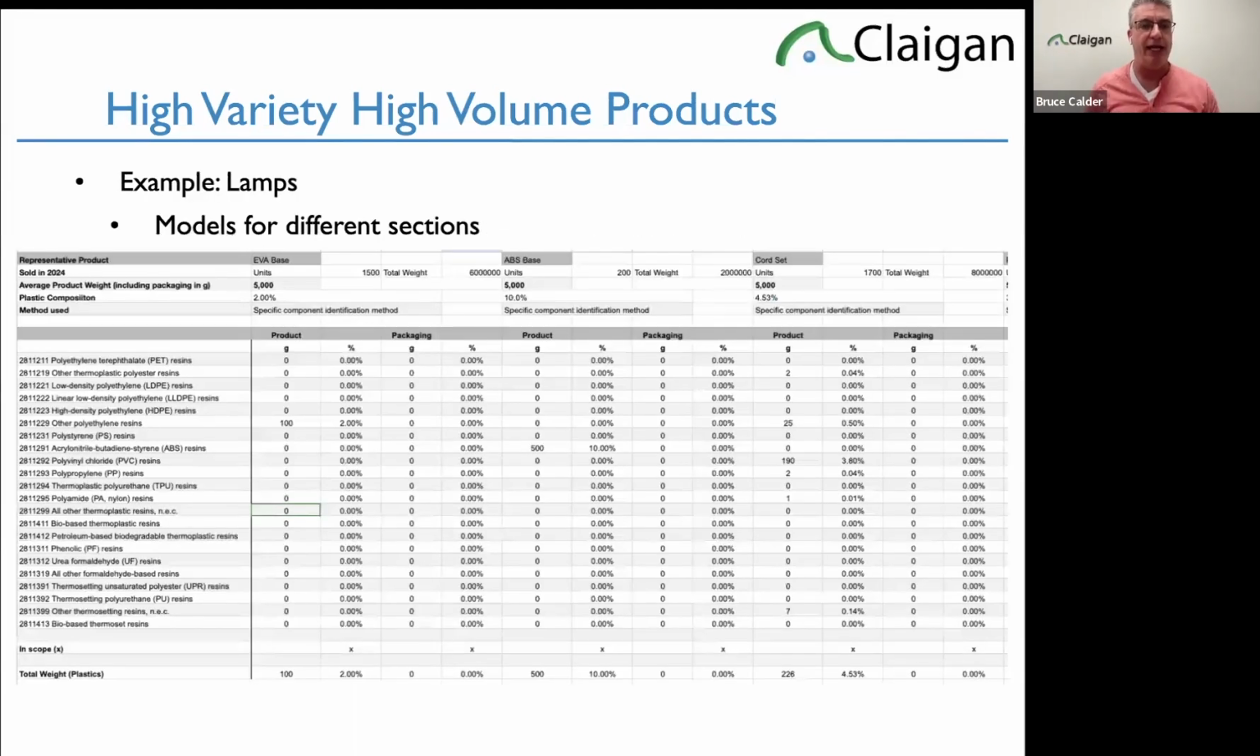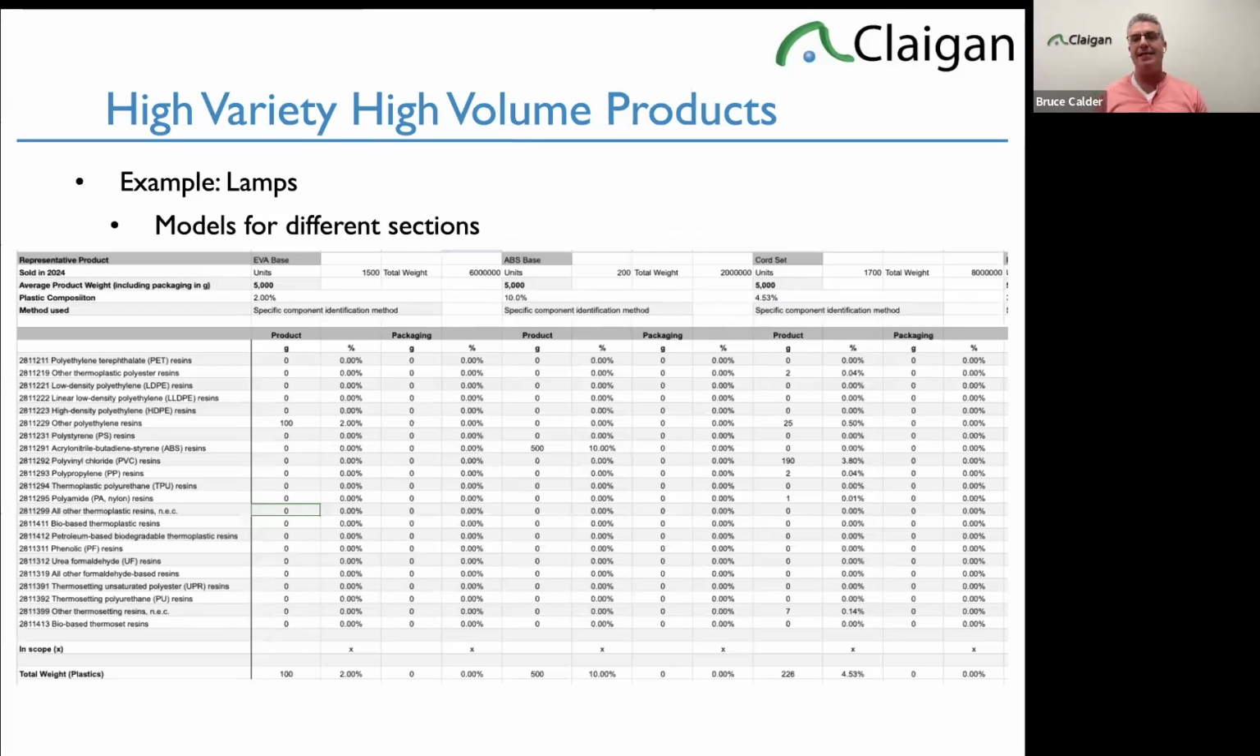High variety ones, like here's EVA base. We have a model for that. Here's the ABS base. Here's the model for that. Here's the cord set. And then we have the ability to choose how many. So they're like, okay, how do we get all the volumes together? So we choose sections. And we only do this for the high variety ones.